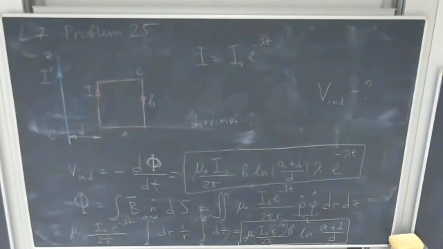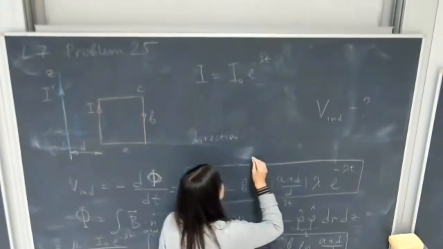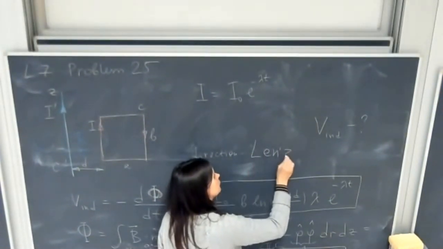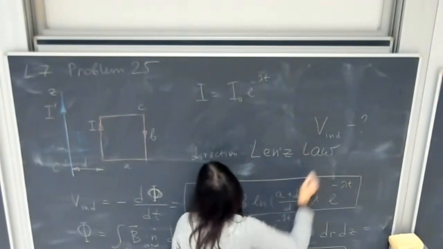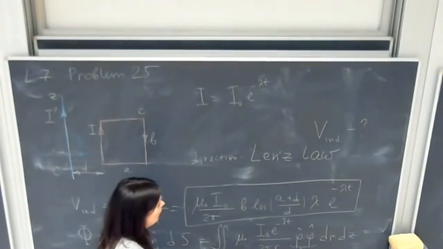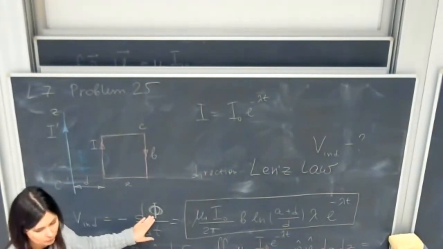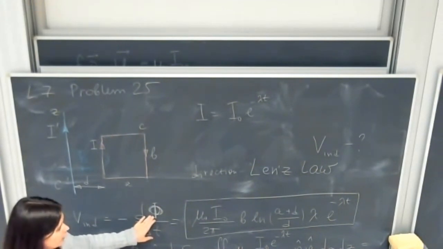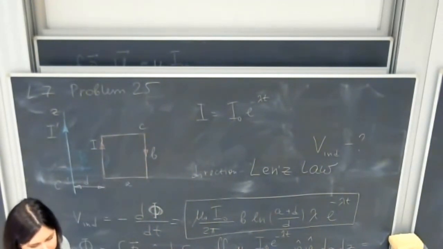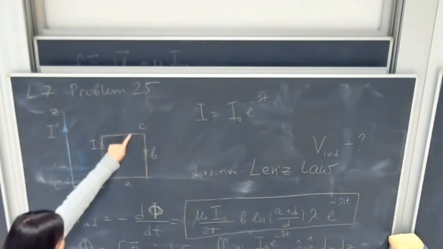Yes. So what about the direction of the induced current? The direction of the induced current can be found by Lenz's law. And Lenz's law says that the direction depends on the change of magnitude of the flux, which passes through the area, in this case, curve C.